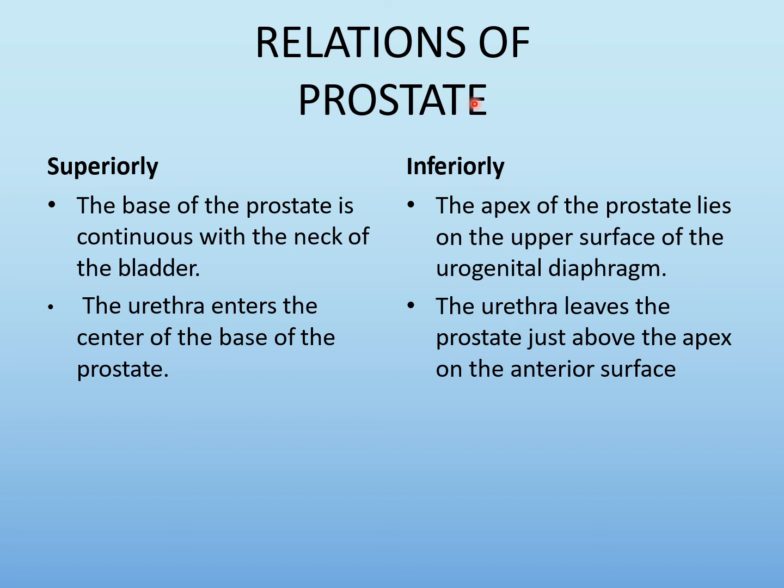About the relations of the prostate. Superiorly, the base of the prostate is continuous with the neck of the bladder. The urethra enters the center of the base of the prostate. Inferiorly, the apex of the prostate lies on the upper surface of the urogenital diaphragm. The urethra leaves the prostate just above the apex on the anterior surface.